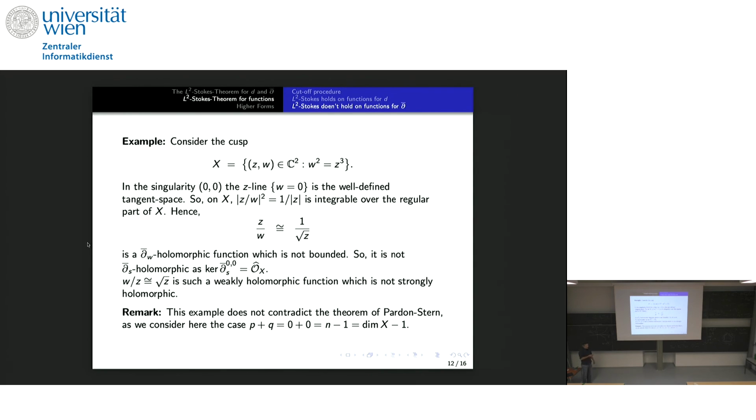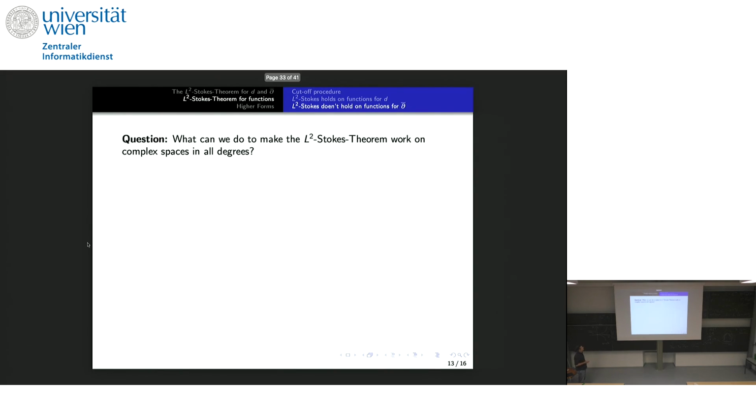But we had some theorem of Pardon and Stern saying when the operators are the same. So let's check if we have a contradiction to their theorem. No, this is not the case because we have here P plus Q is just 0, but the dimension is 1, so 0 is dimension of X minus 1, and this is one of the cases they excluded in their theorem. So it's absolutely okay, and actually their work is proper, at least from my point of view.